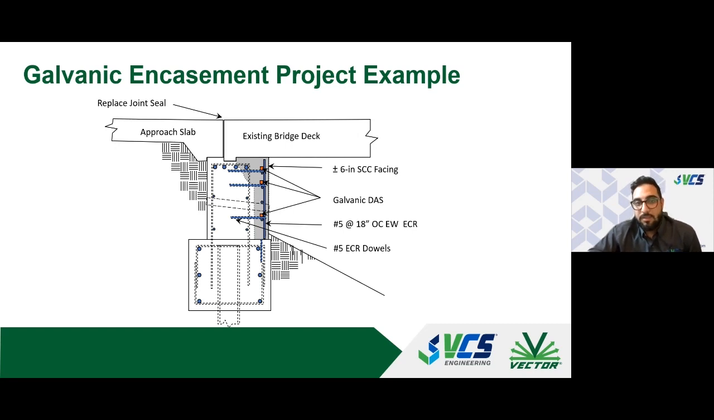And so as part of the rehabilitation effort, the deteriorated concrete was to be removed, anchors were to be installed with a new layer of reinforcement, and then these distributed anodes were installed at a set spacing to be able to protect all the steel elements inside that abutment wall.